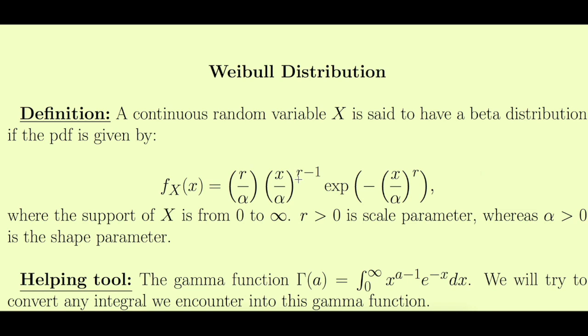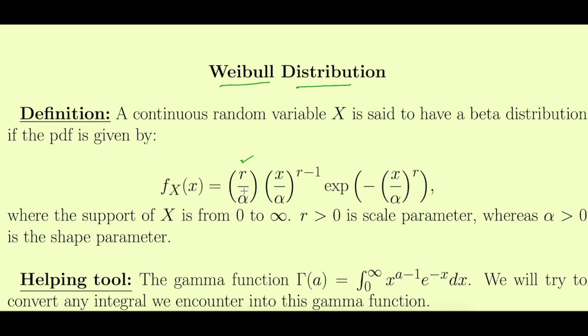Hello, so in this video we will talk about the so-called Weibull distribution. The PDF of the Weibull distribution is given by this expression, where we have r over alpha times x over alpha to the r minus 1, then the exponent of negative x over alpha to the r, with the negative sign outside.